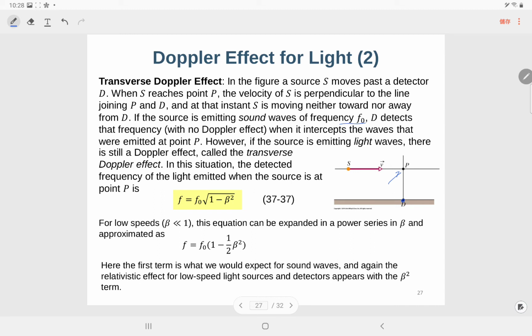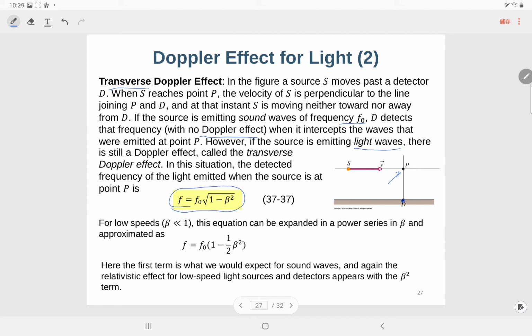However, if the source is emitting a light wave, there is still a Doppler effect called the transverse Doppler effect. In this situation, the detected frequency of the light emitted when the source is at point P is like this. So this is another difference between classical mechanics and the relativistic effect. For classical mechanics, there is no Doppler effect for the sound wave in this case, but for the light wave, we still need to consider the transverse Doppler effect.